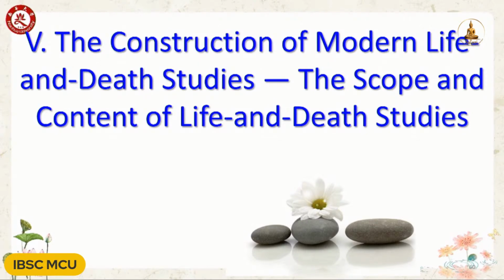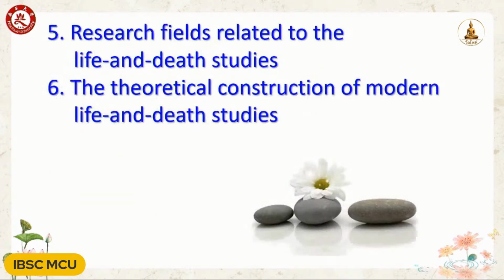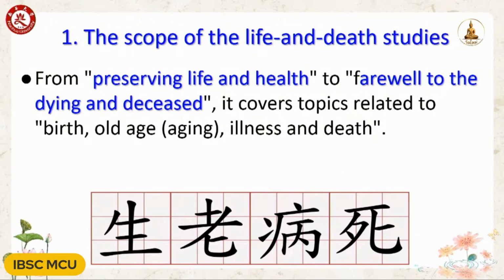Then the construction of modern life and death study is the scope and content of life and death study. The scope of life and death study, the classification of life and death study, the topics and discussion in modern life and death study, the research approaches to life and death study, the research fields related to life and death study, and the theoretical construction of modern life and death study. The scope of life and death study is from preserving life and death to farewell to the dying and the deceased. So it covers topics related to birth, aging, illness, and death.